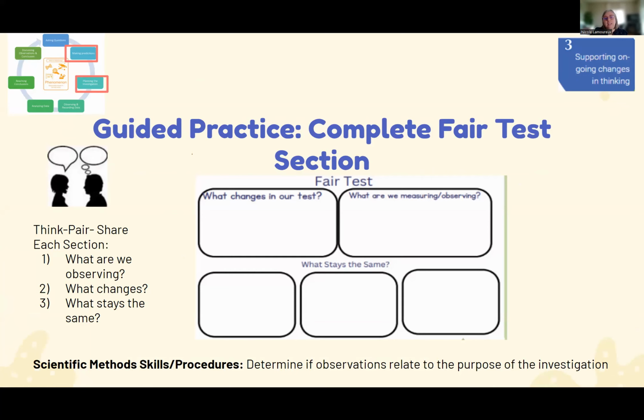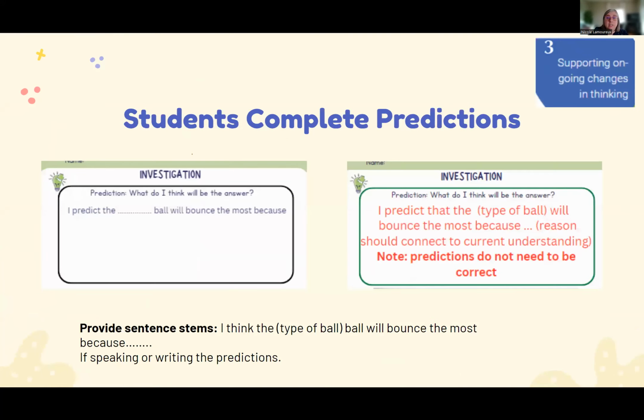So what's the one thing that changes? The type of ball. What are we measuring, observing, counting? The number of times the ball bounces. What stays the same? How we drop the ball, the height at which we drop the ball, and the location, right? This floor. So then again, the think, pair, share can help you answer those kinds of questions. Then they're ready to make a prediction.